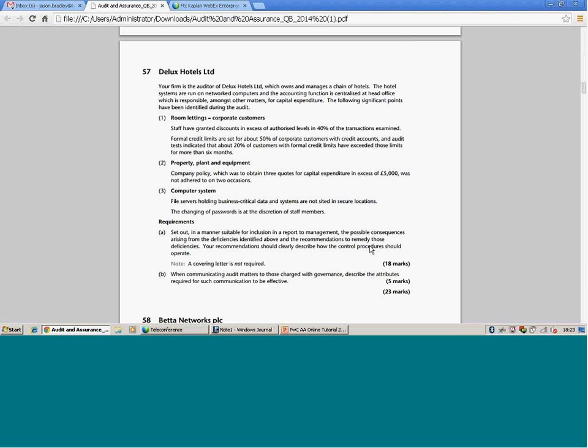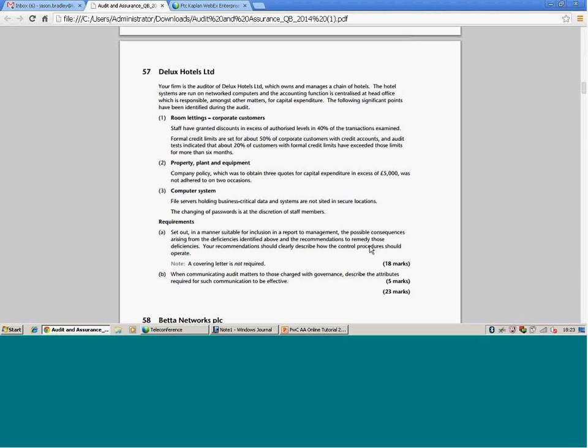Okay, let's have a little think about how we're going to do this in the exam then. It will set out, in a manner suitable for inclusion in a report to management, the possible consequences arising from the deficiencies identified above and any recommendations to remedy those deficiencies. Your action should clearly describe how the control procedure should operate. No covering letter is required.